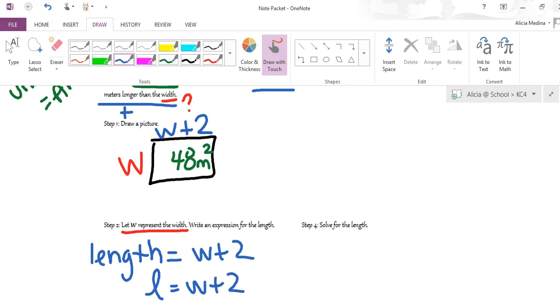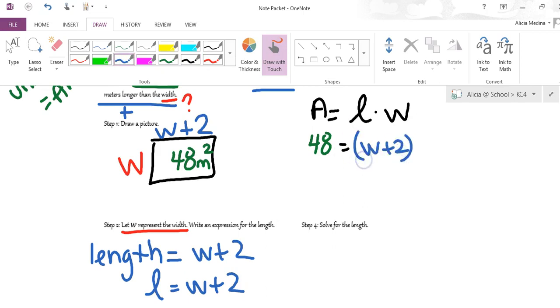All right, step 3 says write an equation to represent the area and solve for the width. So remember, area equals length times our width. What was our area? Our area was 48. Our length was W plus 2. Our width was W. And we can go ahead and solve.